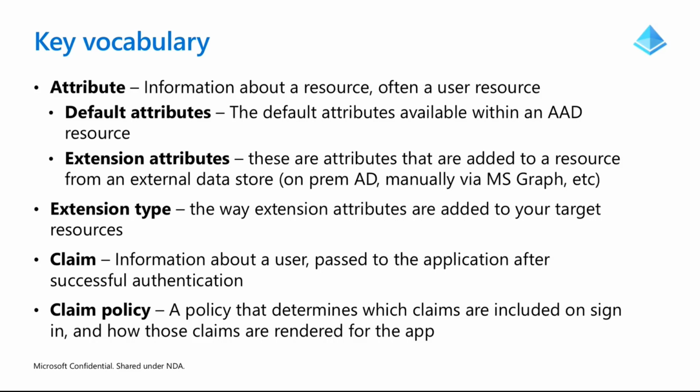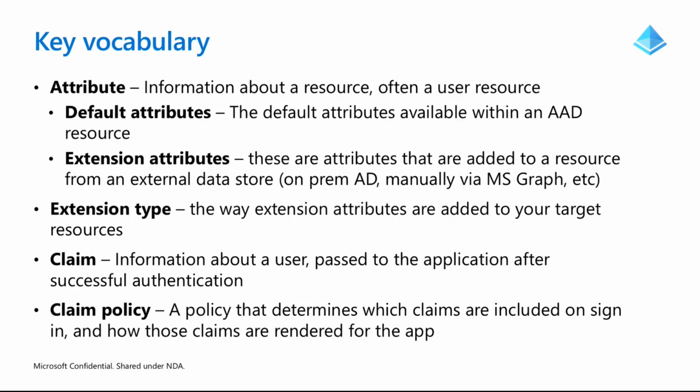A claim is essentially an attribute passed about a user during successful authentication. And then claims policy is basically a policy that determines how those claims are passed around, if they're transformed or not during sign-in, and essentially how those claims are rendered to the application after sign-in happens.